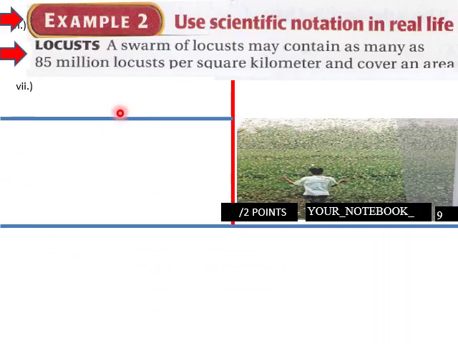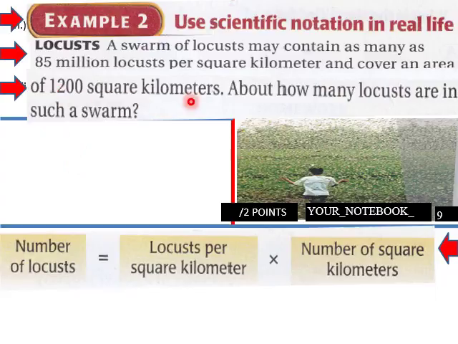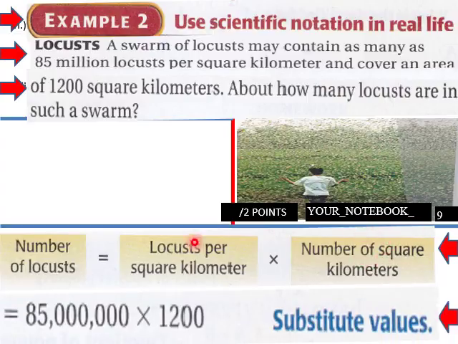So we move into example 2, use scientific notation in real life. We have 1200 square kilometers here, and we have 85 million locusts per square meter. Number of locusts equals locusts per square meter times number of square kilometers. So we just plug in here 85 million, which is this number here. So we have 85 million locusts times 1200 square kilometers.